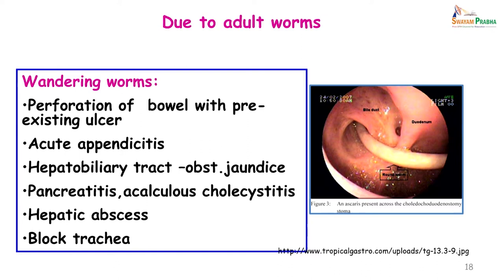And very often, when the worm load is very high, the child may vomit, and when he vomits, he will bring out the worms in his vomitus. Very rarely, the adult worm can block the trachea and cause death.